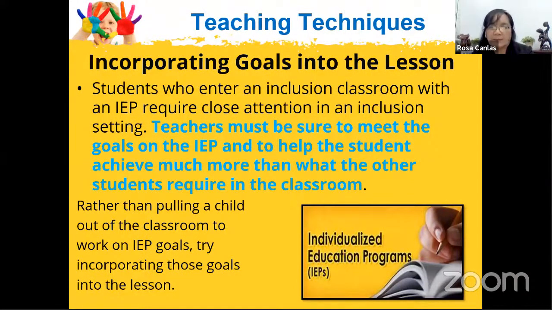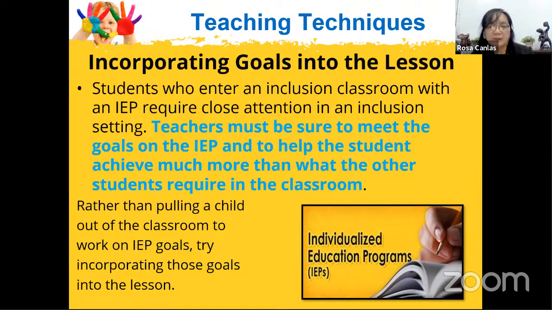And this is the one that the SPED or special education teacher does every time at the start of the school year. It is very important to know the weaknesses, abilities, or needs of students who enter an inclusion classroom with this IEP required. IEP stands for individualized educational plan. We have to require this close attention in an inclusion setting.